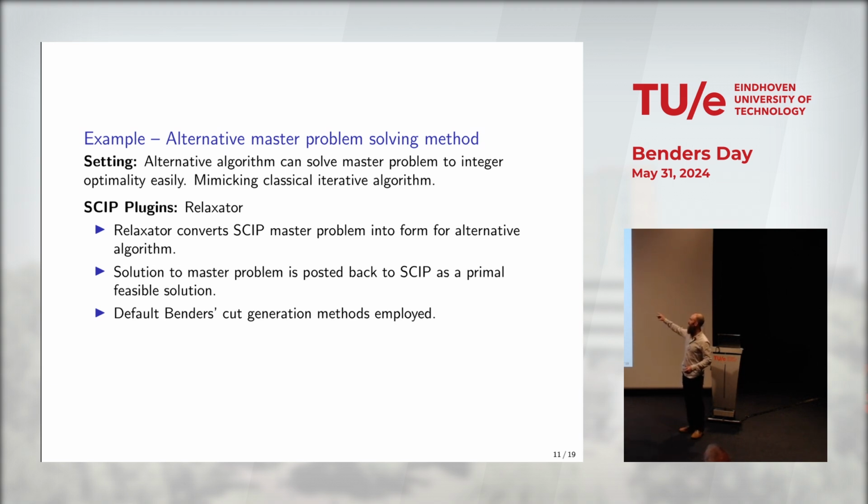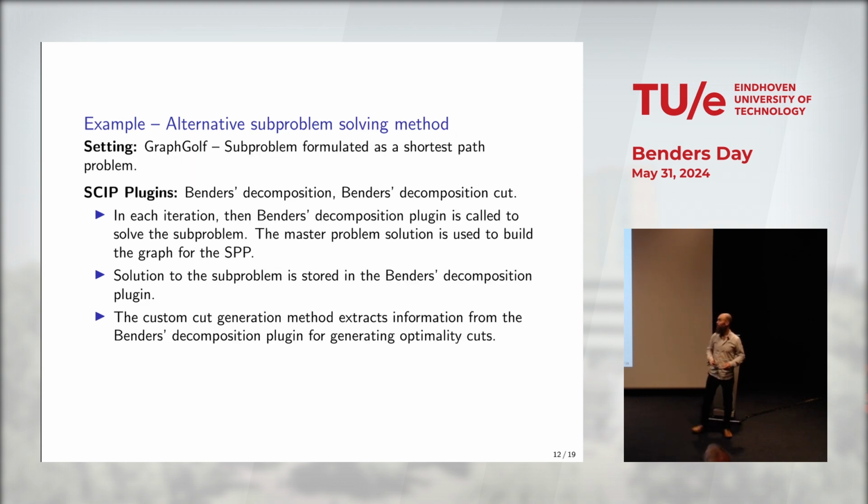It's a bit of a hack because it wasn't actually a primal feasible solution. It was just a solution to the master problem. And in the SCIP world, it didn't really work, but it did the job. So you could do that alternative master problem solution method.